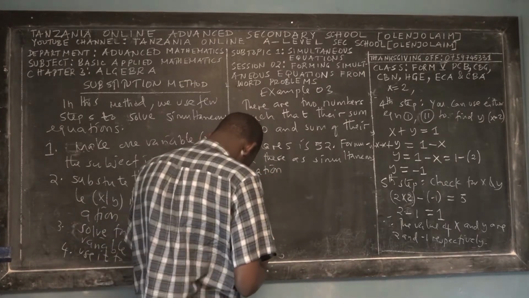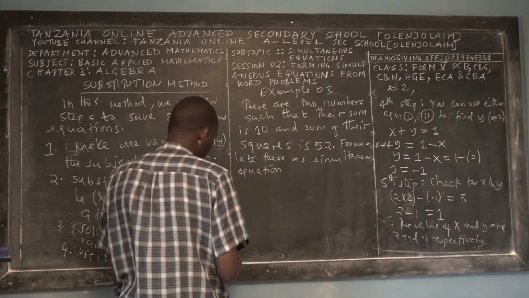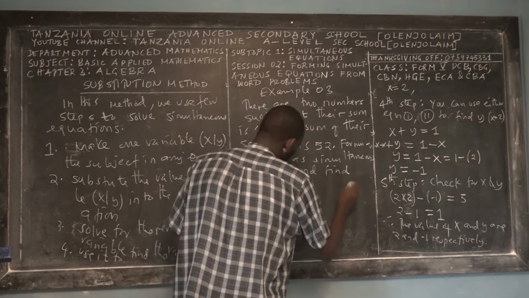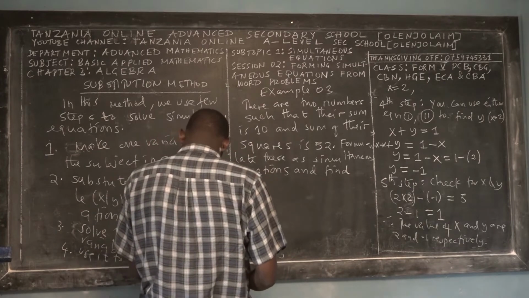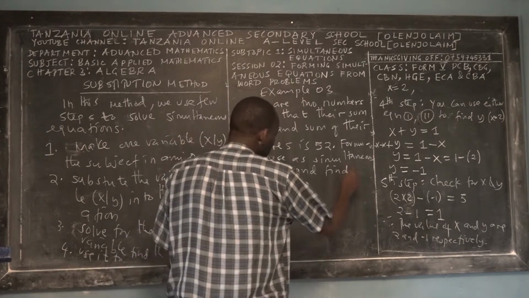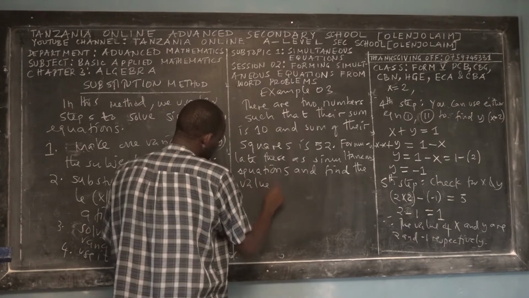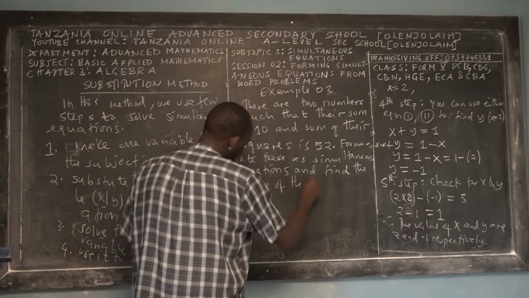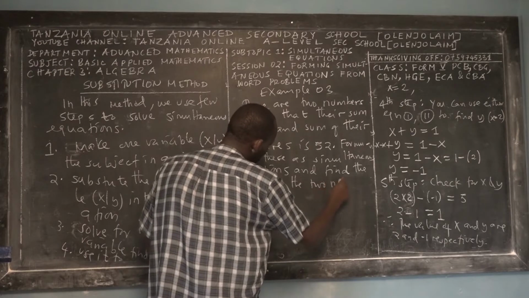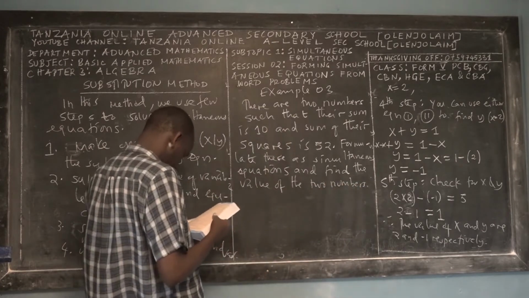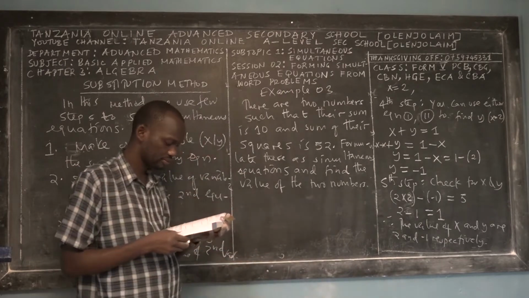Formulate this as simultaneous equations and find the value of the two numbers.